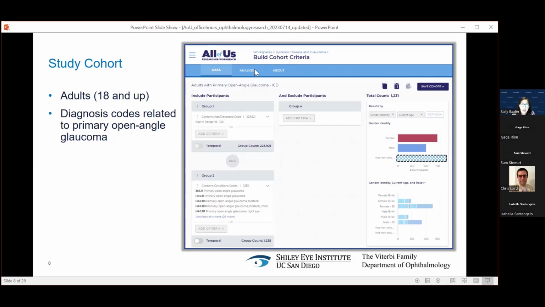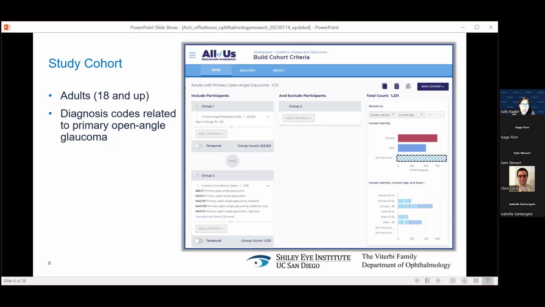And so in our cohort, we were looking at adults and diagnosis codes related to primary open-angle glaucoma. And you can see here on the Researcher Workbench that it's a pretty easy to use interface for defining your inclusion and exclusion criteria, and you can indicate specific diagnosis codes. You can also add temporality to it as well. And almost immediately you'll get counts and a preview of how many are in your cohort. And here are these hashes. I'm just obscuring view of populations where we have less than 20, in accordance with the data sharing and dissemination policies at All of Us.